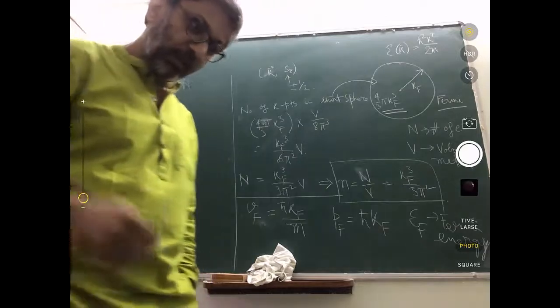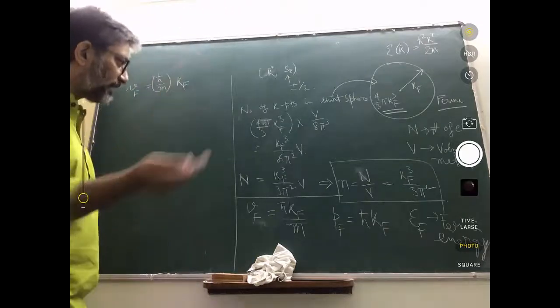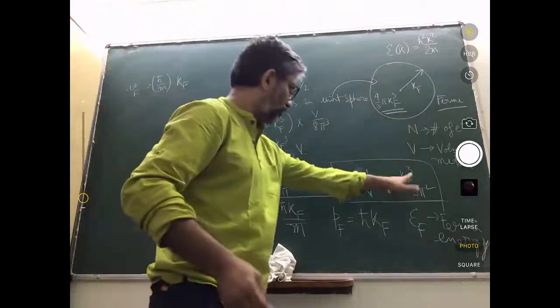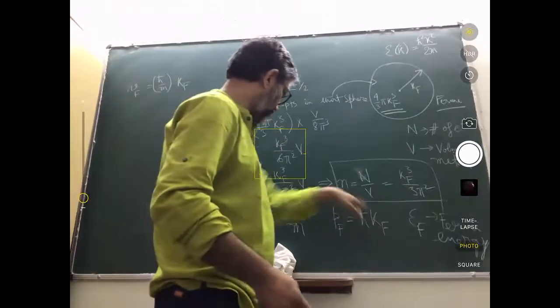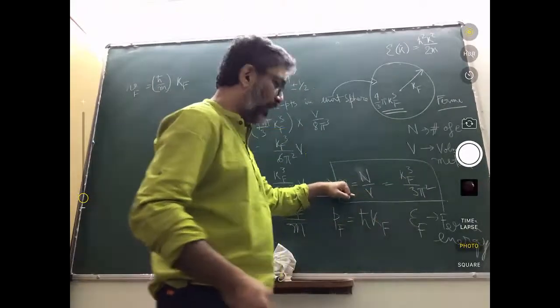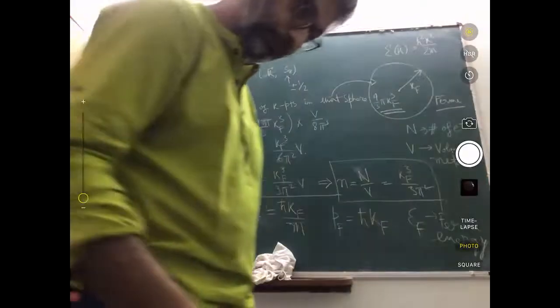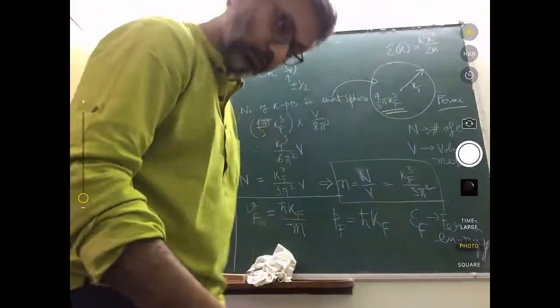And how? What is KF? Oh, before that, yeah, we have to talk about KF. That's important. That comes in everywhere. Fermi velocity, Fermi energy, and it is related to the electron density. So which one do I use here?